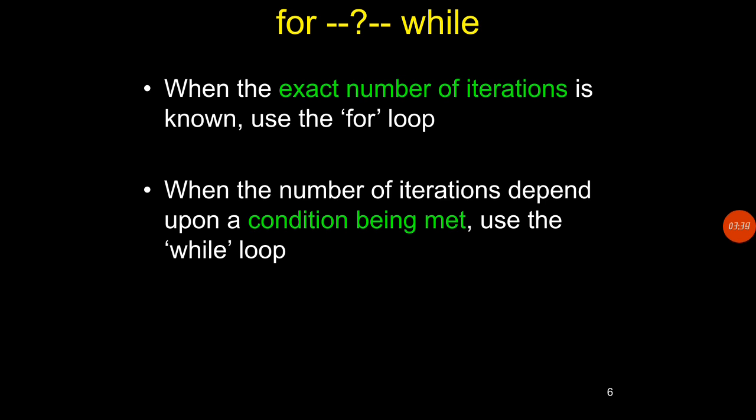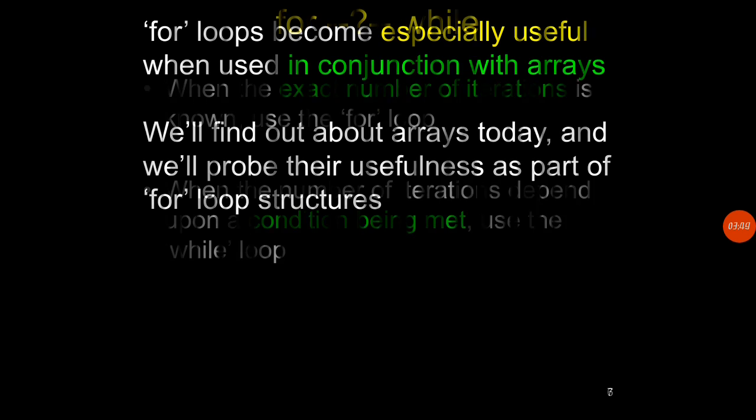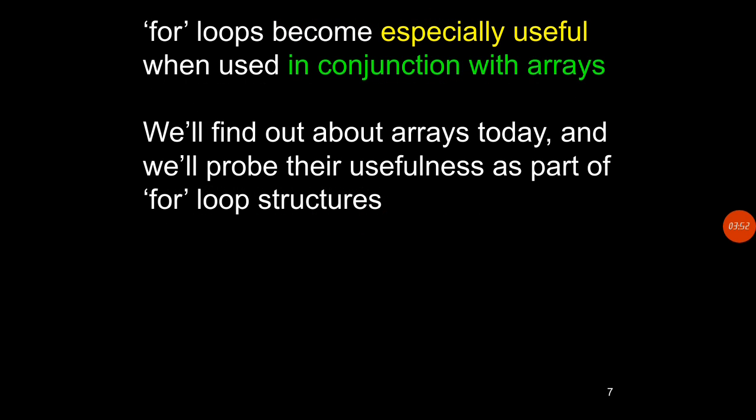Okay, when the number of iterations depends upon a condition being met, in that case we have to use the while loop. Or in certain cases, if you know the number of iterations to be carried out, in that case you have to use a for loop. That's better. Okay, and in this case the for loop becomes especially useful when used in conjunction with arrays.